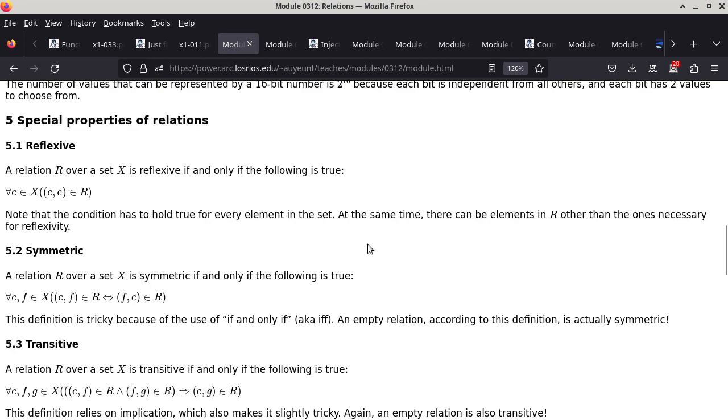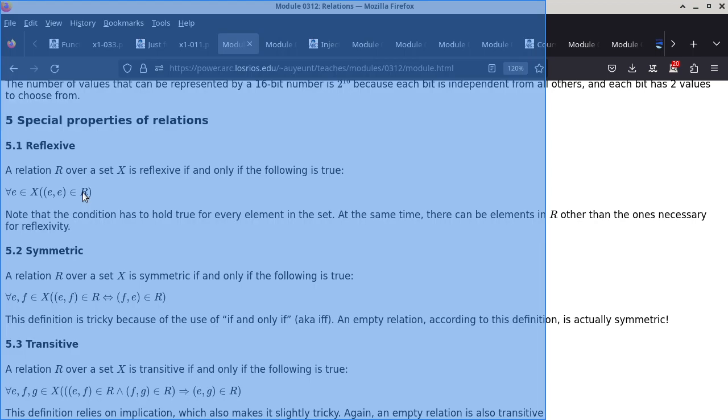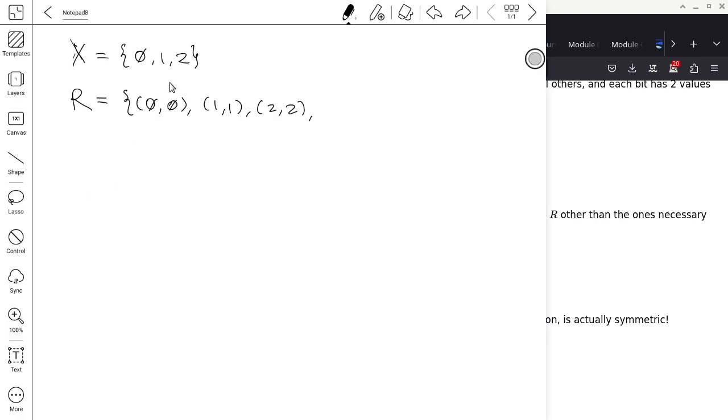If you have not written down the definition of reflexive in your own notes that you are going to use as your study guide for exam 2, you might want to do that. Maybe not during class, but after class, you might want to put all the definitions in one single place so it's easier for you to find them. In order for relation R to be reflexive over X, for every way to choose E as an element of X, E, E has to be in R, which means every element of X has to relate to itself in R. So in our example, 0, 0 means 0 relates to itself, 1, 1 means 1 relates to itself, and 2, 2 means 2 relates to itself. They all need to be here in order to be reflexive.